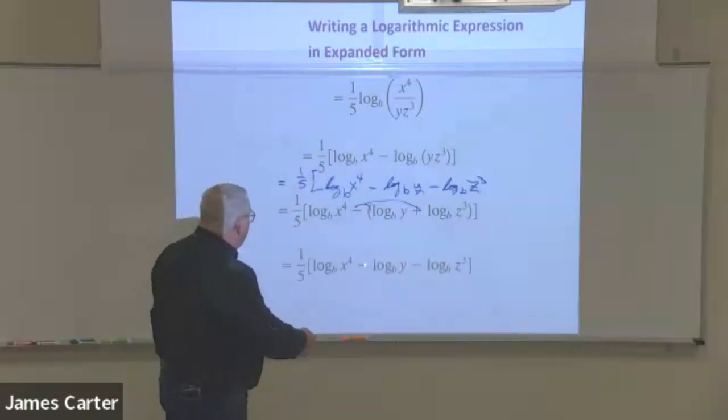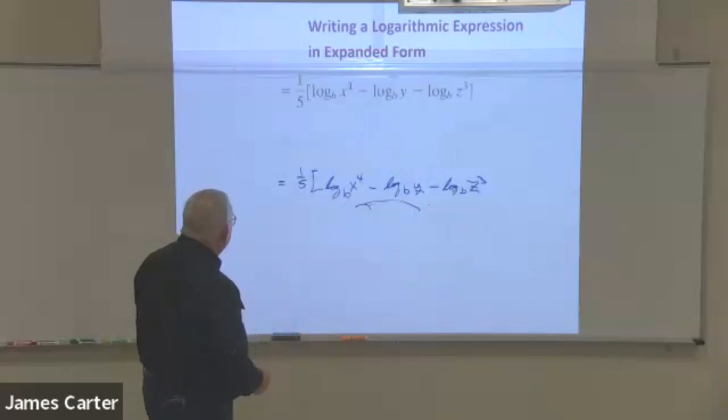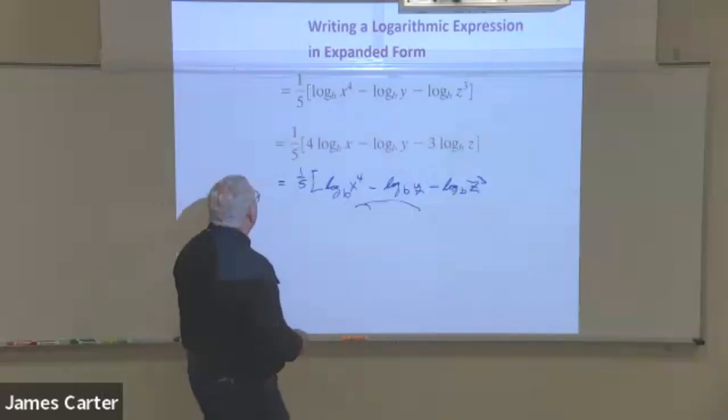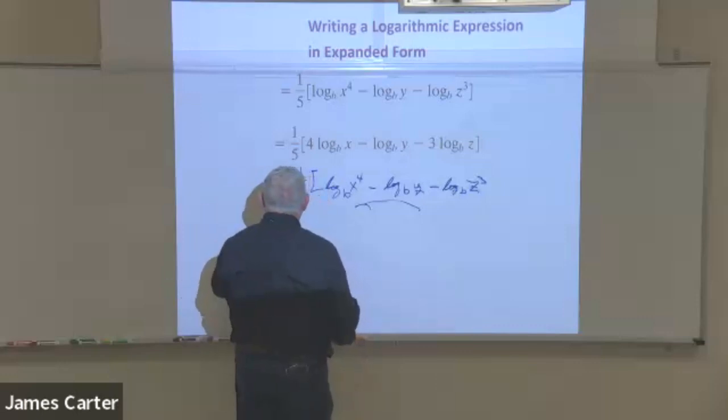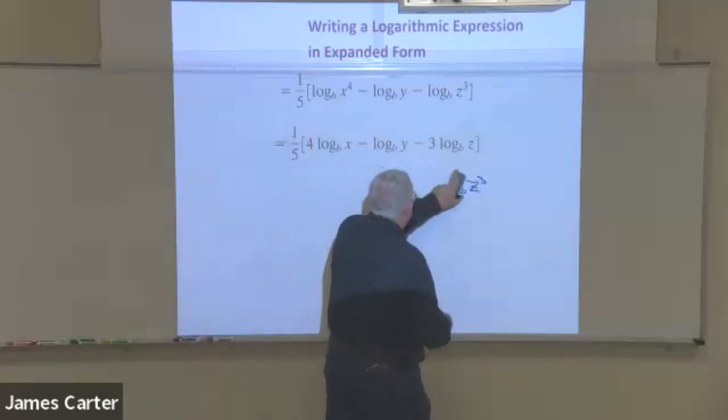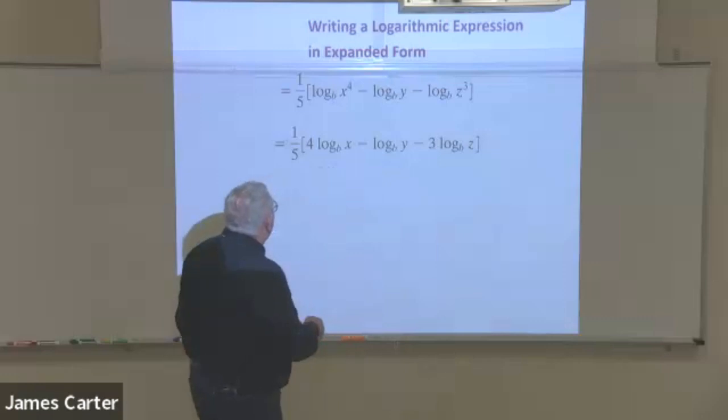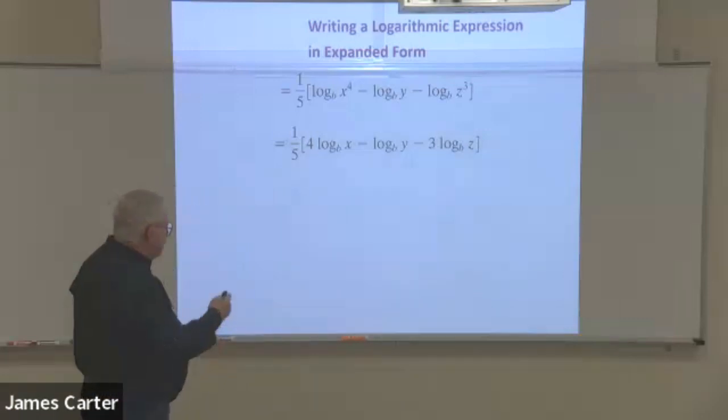You can see they now have the same thing I wrote up here. We got to bring this 4 forward. We got to bring that 3 forward. Like so. And now we need to distribute that 1/5.